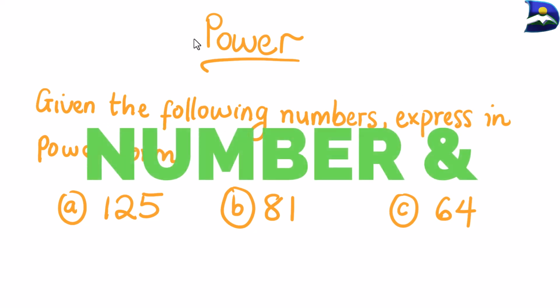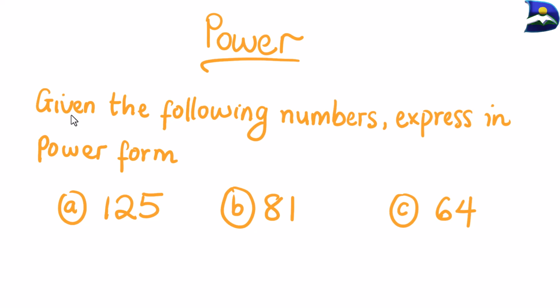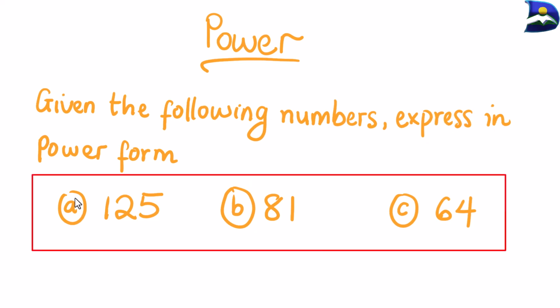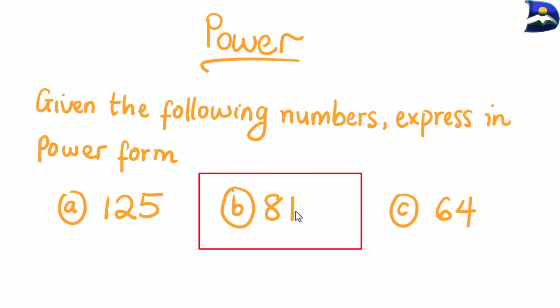In this video, we're going to address everything about powers, and in this case, we're given the following numbers. We are asked to express them in power form. Like for example, A, we are given the number 125, next is the number 81, and finally 64.